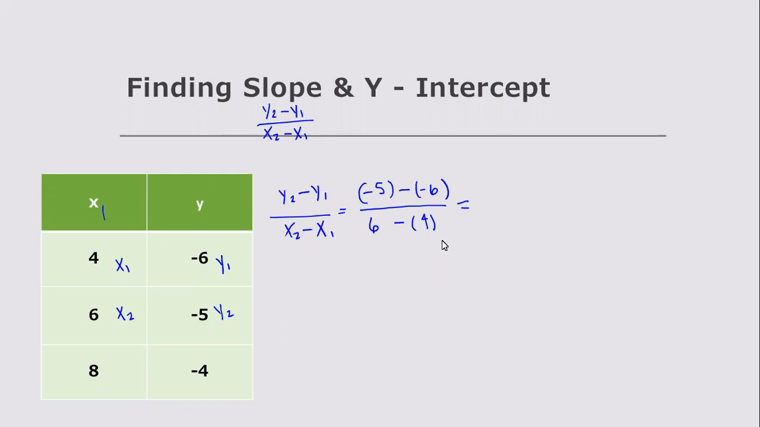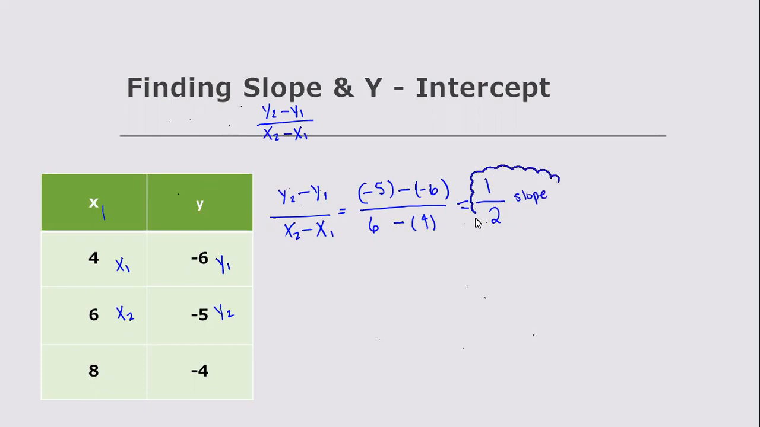So now that I have each number in its place the way I labeled it, now I can actually figure out what these are. Now, please remember, you get a calculator. So you can use a calculator. We don't need to try to do this in our head. -5 minus -6 is +1. If you don't believe me, go look in a calculator. Over 6 minus 4 is 2. So that means my slope equals 1/2.